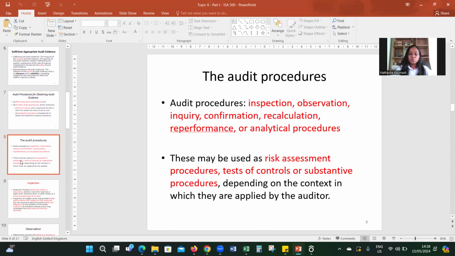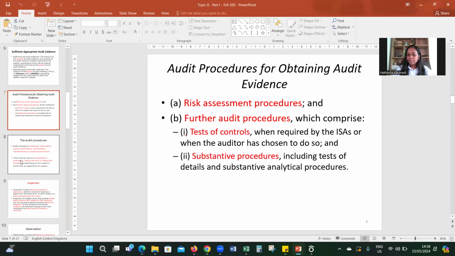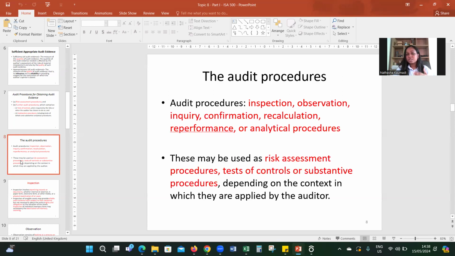And then we moved on to audit procedures. Now, I told you clearly, these are like some categories, right? Coming under risk assessment procedures, coming under test of controls and substantive procedures, we have 7 audit procedures in discussion. How many audit procedures? 7 audit procedures. So those are the real audit procedures, right? So what are those audit procedures?